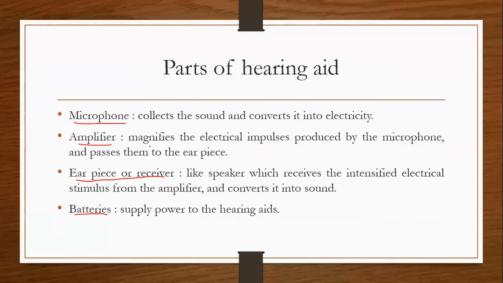An amplifier means it can magnify the electrical impulses produced by the microphone, because the microphone will collect the sound waves. These will be amplified or magnified by the amplifier and passed to the earpiece. The earpiece or receiver is like a speaker which receives the intensified electrical stimulus from the amplifier and converts it into sound. Then batteries act as the charging source of the hearing aid, supplying power to it. So these are the main parts: microphone, amplifier, earpiece or receiver, and batteries.